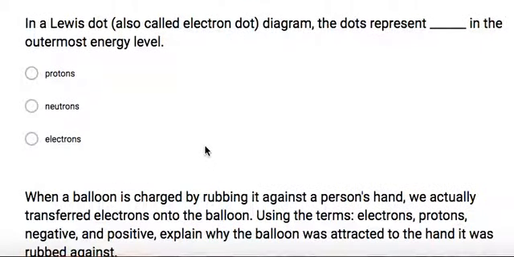In a Lewis dot, also called electron dot diagram, the dots represent blank in the outermost energy level: protons, neutrons, or electrons.